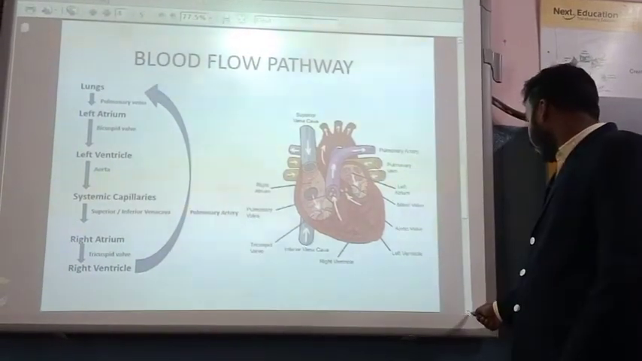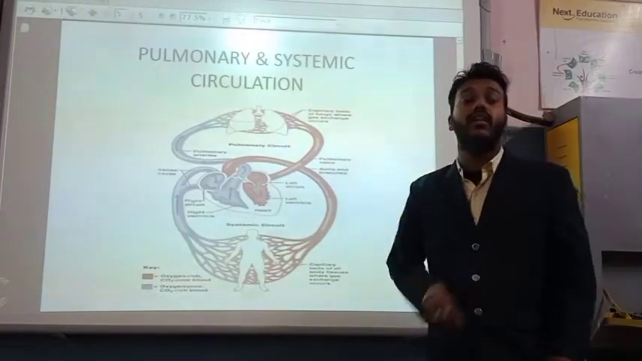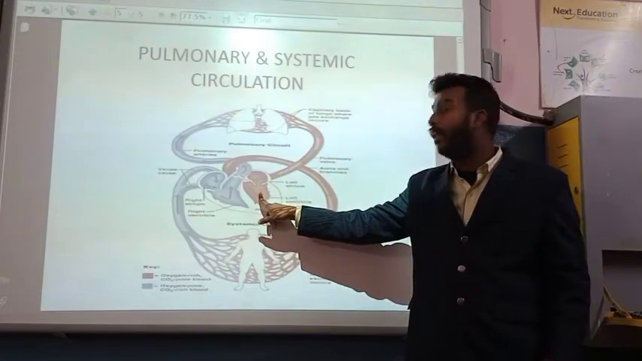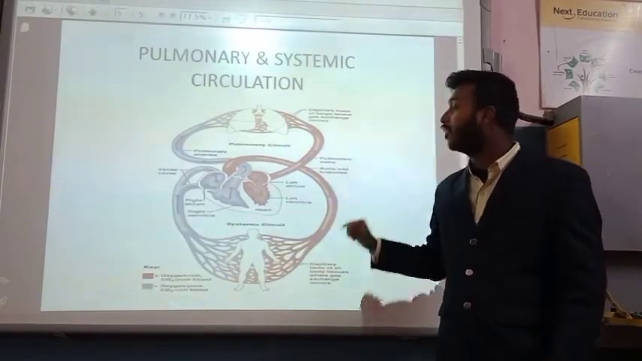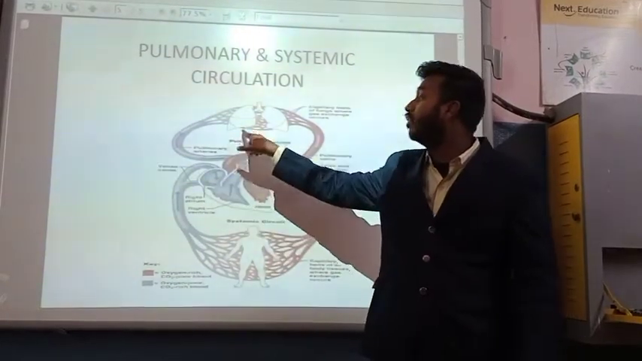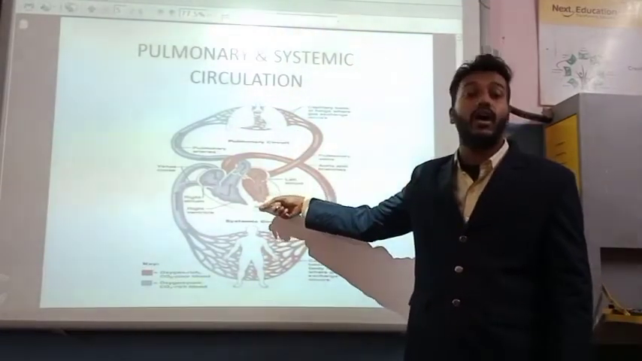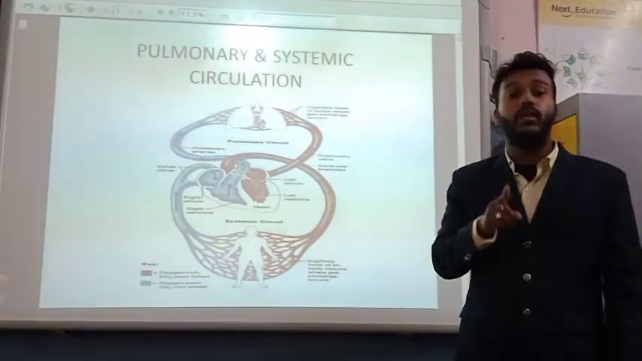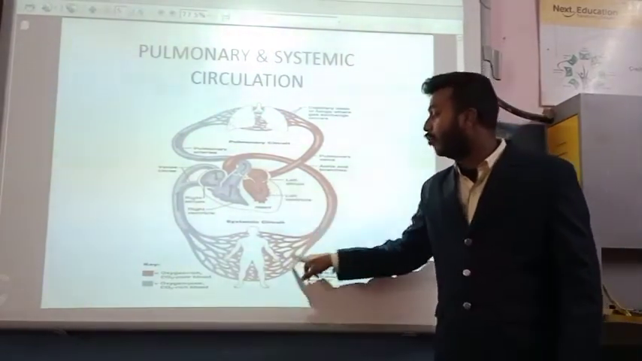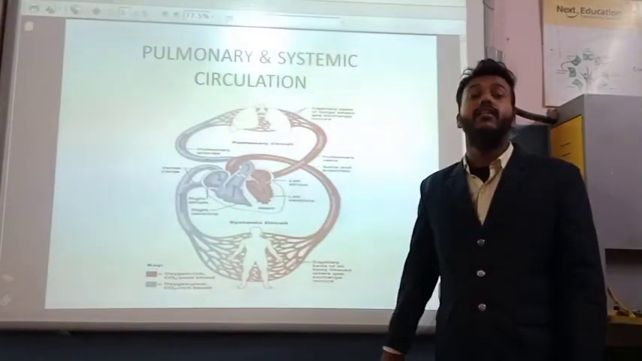So we got to know that the circulation of blood from the lungs to the heart is carried by the pulmonary vein, and the circulation of deoxygenated or carbon dioxide rich blood from the heart to the lungs is carried by the pulmonary artery. That's why this circulation from lungs to heart or heart to lungs is known as pulmonary circulation. On the other hand, the circulation of blood from the heart to the body tissue side or from the body tissue side to the heart is known as systemic circulation.